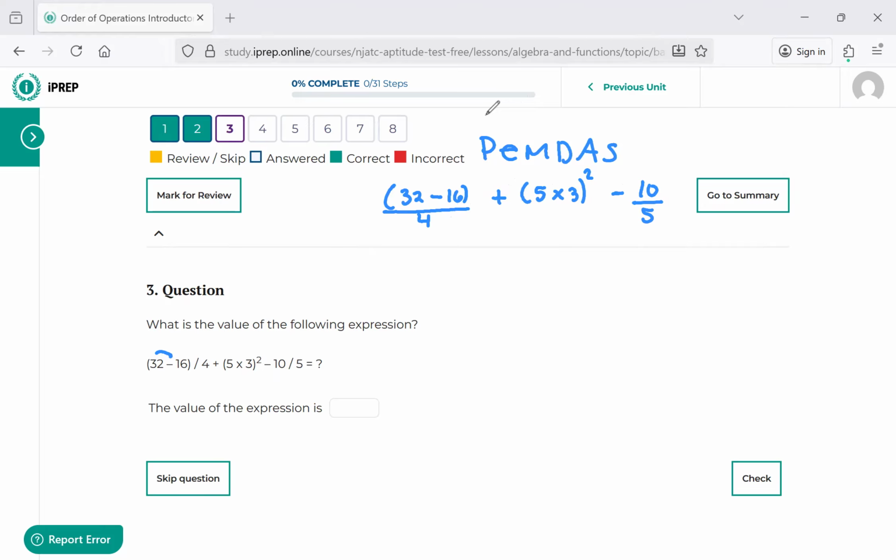So do we have parentheses? Yes, we have one here, and then we have one here. So we're lucky. In both of our parentheses, there's only one order of operation, so you don't have to redo PEMDAS over again. So in this parentheses, it's just one order of operation of subtraction. So what's 32 minus 16? It is 10.